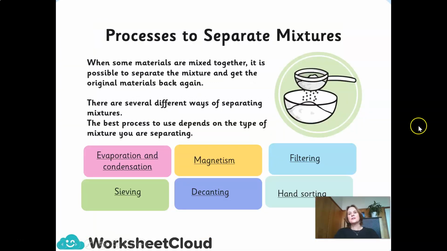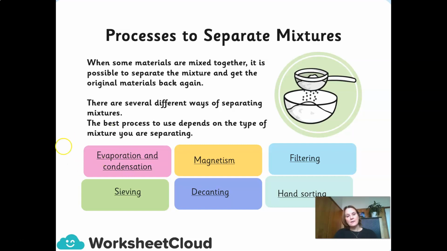Now, processes to separate mixtures, you learnt about a lot of these in grade 6. So when some materials are mixed together, it is possible to separate the mixture and get the original materials back again. There are several different ways of separating mixtures. The best process to use depends on the type of mixture you are separating. Now, when I speak about the type of mixture you are separating, for example, you might be separating a solid from a liquid, for example, or a solid from a solid.